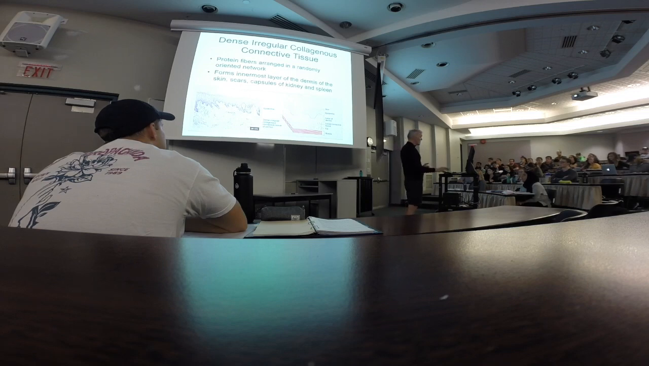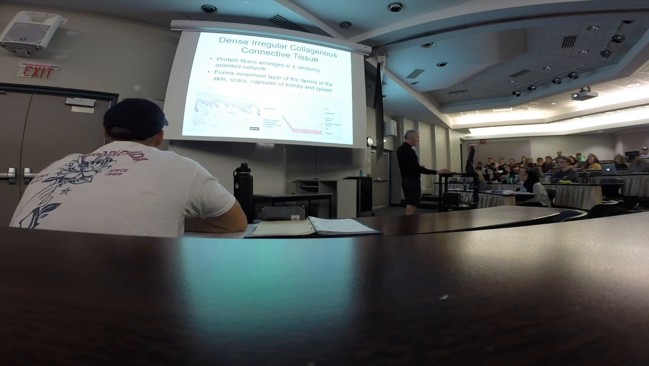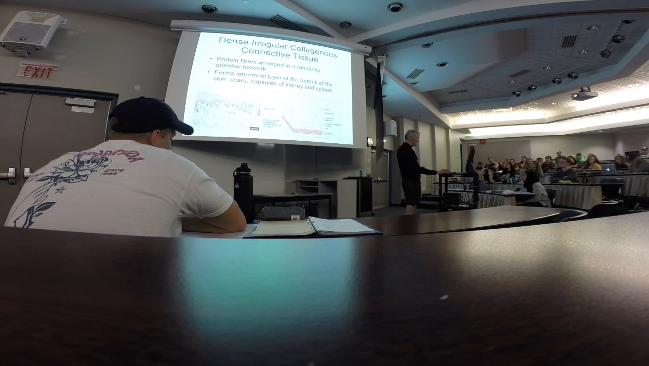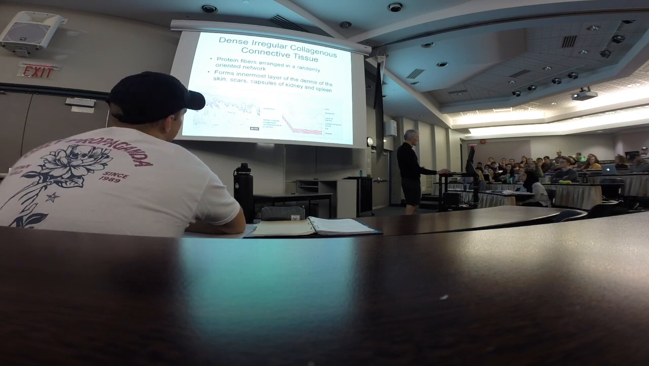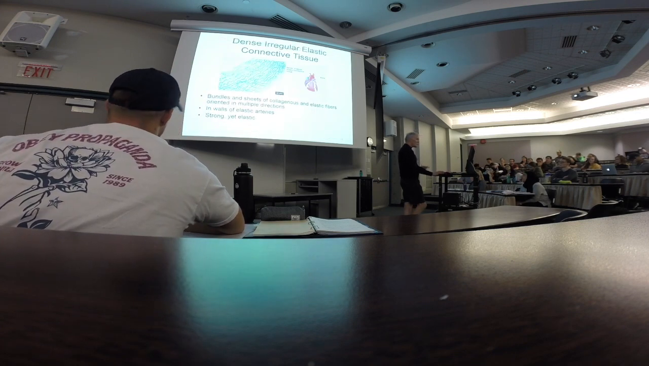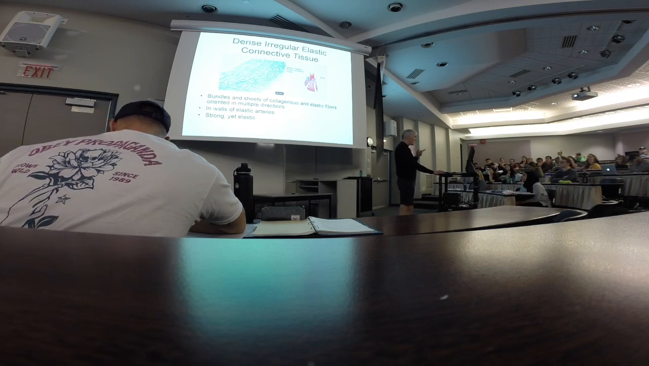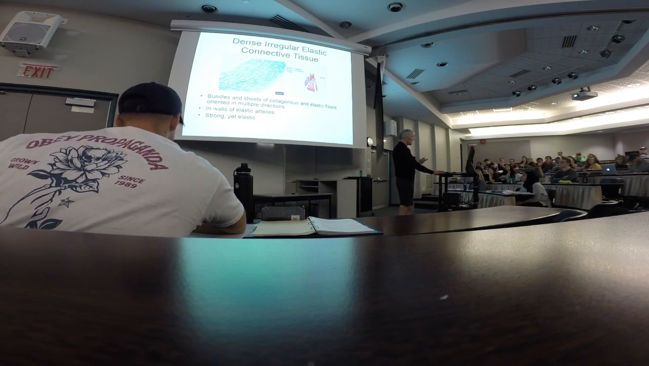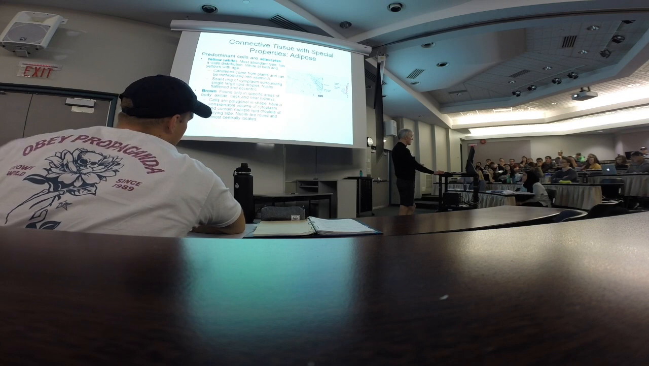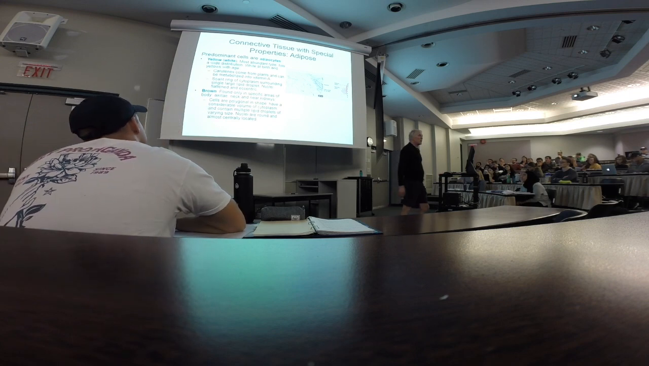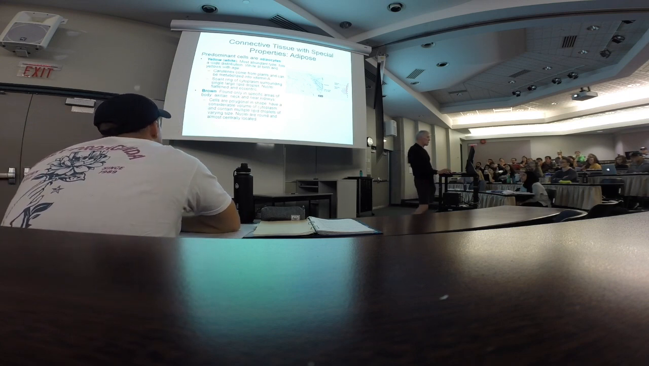Again, these slides give you an example of the proteins, so protein fibers arranged. This is mostly collagen fibers in here, forms innermost layer of skin, tells you where. Dense, irregular, elastic, we know in the aorta. So each one of these goes through and explains the slides.